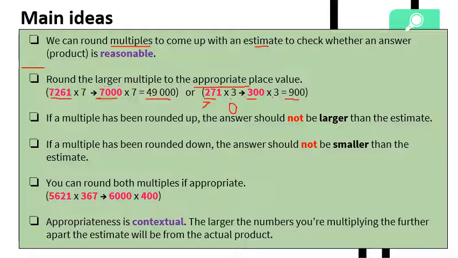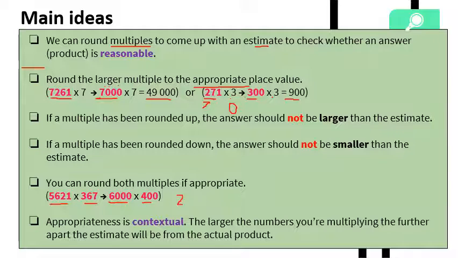If you're dealing with two multiples that are a bit tricky and a bit awkward to deal with, you can actually round both of them. So here I've rounded the 5,621 to 6,000. So I've rounded it up, and I've also rounded up 367 to 400.